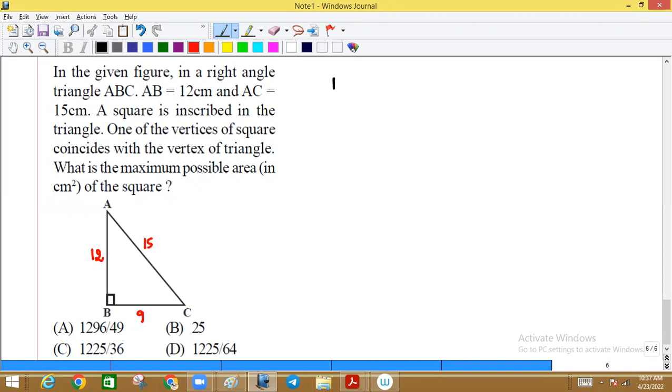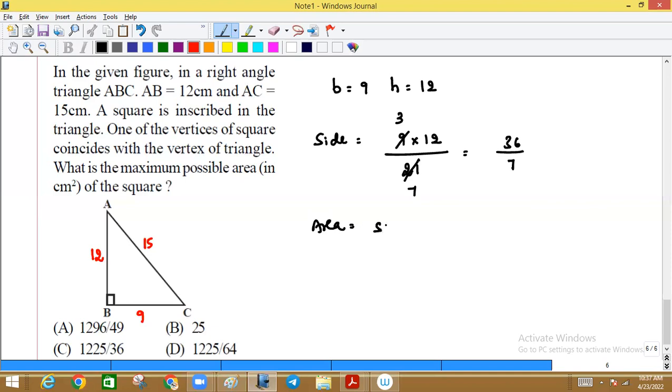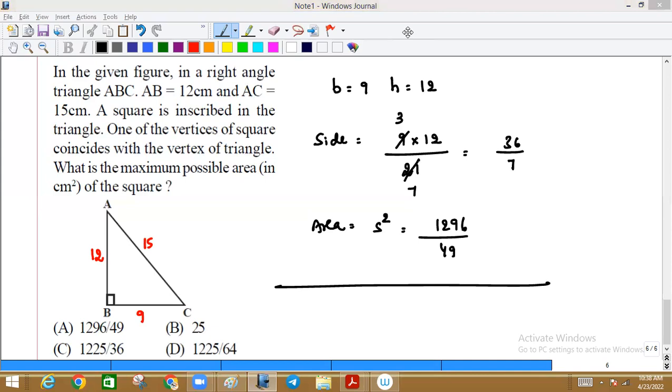What is the base? Height, side of square. Base into height by base plus height: 3, 3 is up, 3 is 7 is up. Area, side square, 1296 divided by what? 49. Copy that. What is the formula I am using? Side is equal to BH by B plus H.